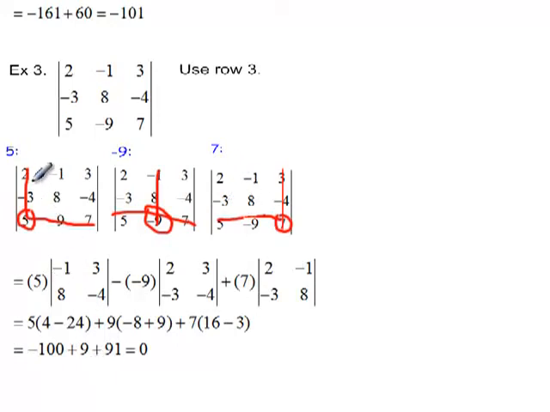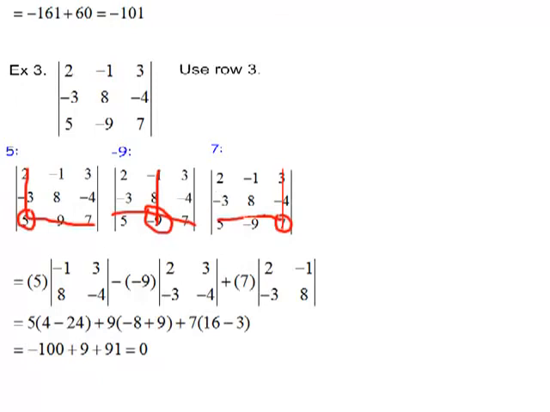And then signs, because you're using the third row, so plus, minus, plus. So the sign will be plus, negative, plus. So you have negative 1 times a negative 4 is 4 minus 24. So negative 20 times 5 is a negative 100. Negative 8 plus a 9 is a 1 times 9, which is a 9. 2 times 8 is 16 minus a 3. So it'll be 13 times 7 is a 91. Whoops, when you add them up, turns out to be 0. The determinant is 0. Okay.